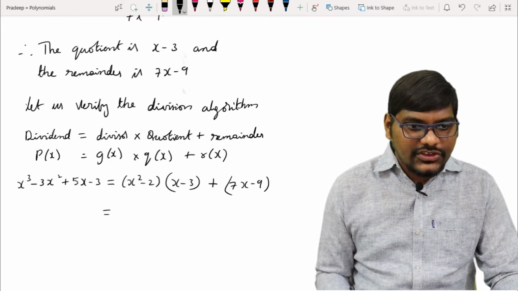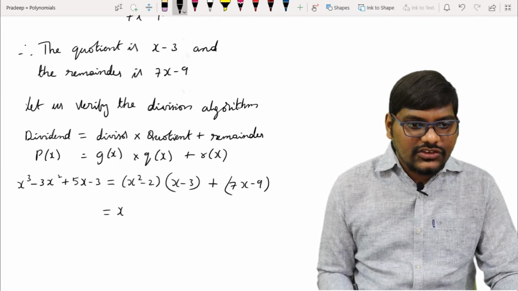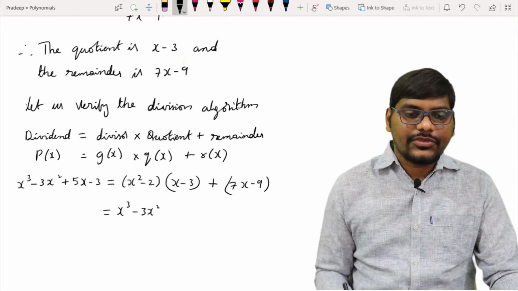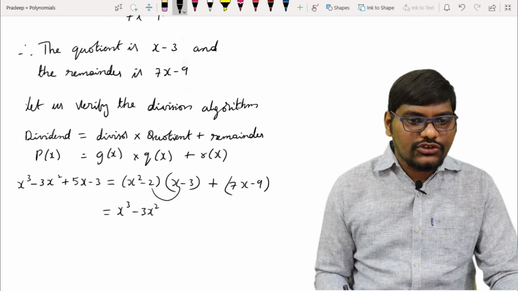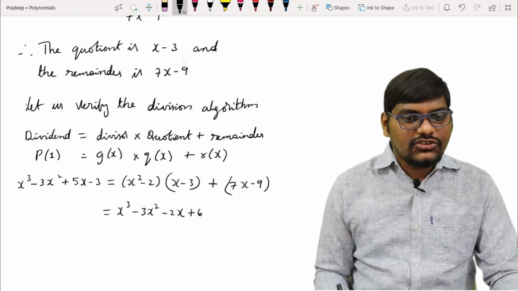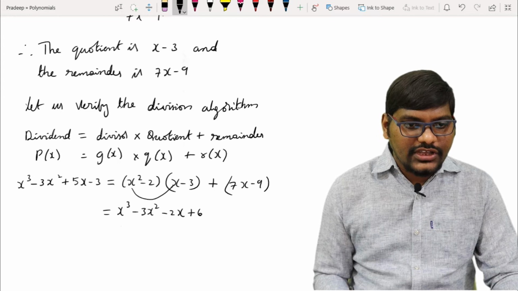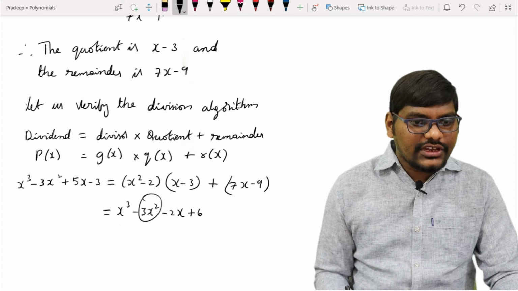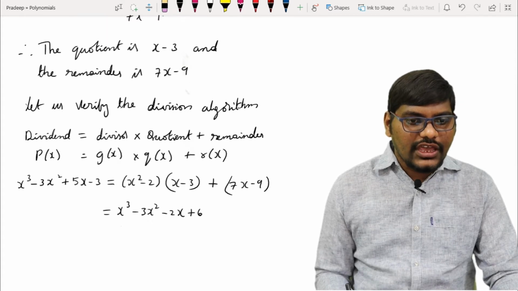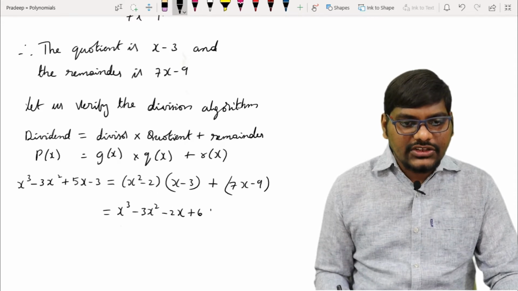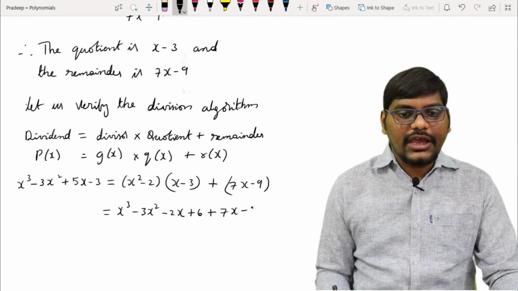So let's try that. x square into x is how much? That is x cube, and x square into 3 is how much? That is minus 3x square. And minus 2 into x is minus 2x, and 2 3's are 6, minus into minus is plus, so plus 6. So we multiplied x square into x, we got x cube, and multiplied x square into 3, we got minus 3x square. Then we took 2 into x, we got minus 2x, and 2 3's are plus 6, and we write the remaining term, plus 7x minus 9.